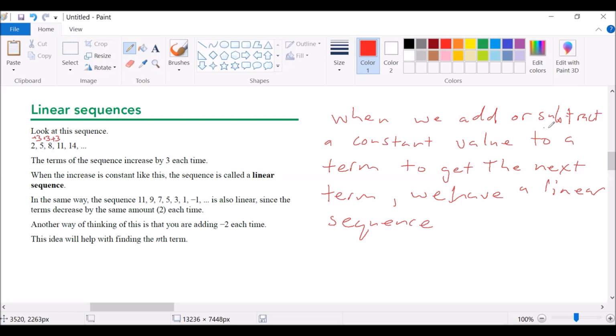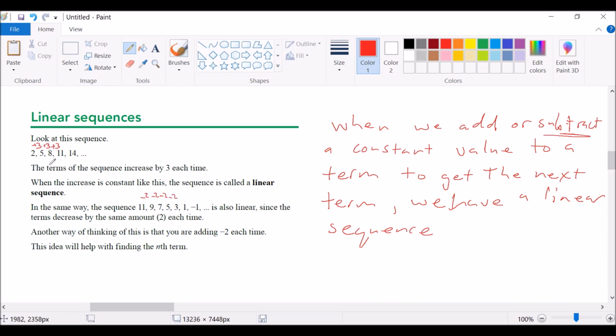Likewise, when we are subtracting, 11 minus 2 will give us 9. 9 minus 2 will give the next term 7. 7 minus 2 will give the next term 5. And 5 minus 2 will give the next term 3, and so forth. This is called a linear sequence if we're adding or subtracting. So to test if it is a linear sequence, you should find the difference between successive terms. And if the difference is the same, then it's a linear sequence.